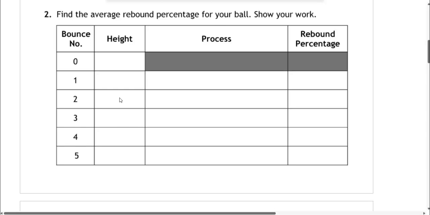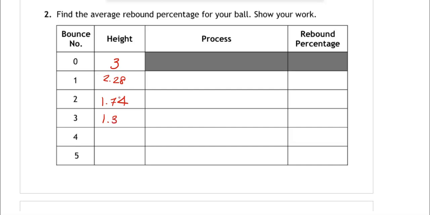All right, so find the average rebound percentage for your ball. Using those exact same numbers that we just used, let's transfer those down. So I've got 3, 2.28, 1.74, 1.33, 1.05, and 0.81. And all of these are in feet. In fact, I'll go ahead and just write that, so I'm making sure we're not getting confused about any of this.